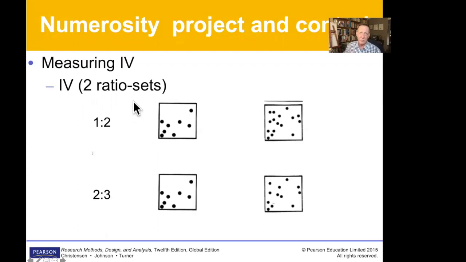All right, let's just go back to the measuring of the independent variable. The 2 ratio sets that we had were 1 to 2, and as I explained last time, there's a box or a presentation of 8 items and 16 items, which is a ratio of 1 to 2. The ratio of 2 to 3 is 8 and 12. They don't look much different, but in principle, what was found empirically was that animals and babies cannot discern the difference between these, but they can discern the difference between those.